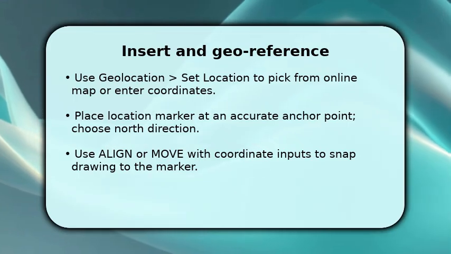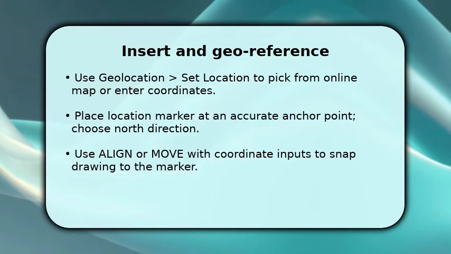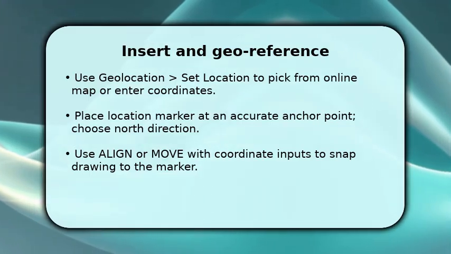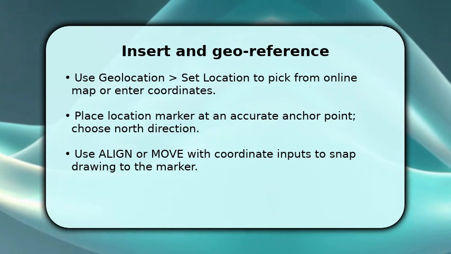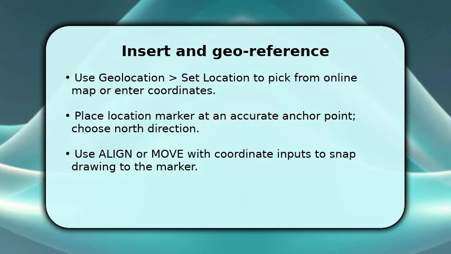Once placed, use the Align command or Precise move with coordinate values to shift and rotate your geometry so it matches the location marker. This gives spatially accurate placement for downstream GIS export or mapping.